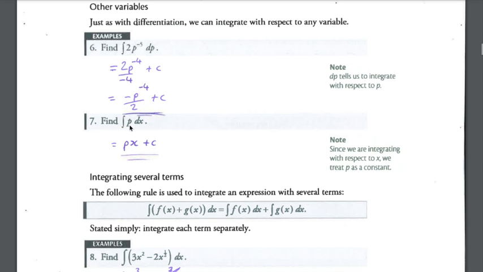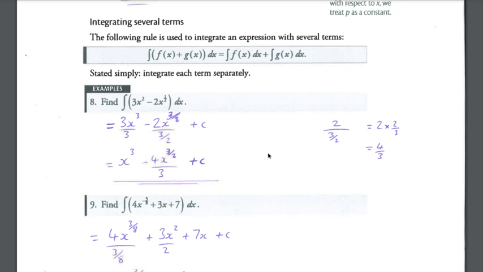Question 7, find the integral of p dx. So here p is just a constant term. It's nothing to do with x whatsoever. So it's just like integrating 5 dx or integrating 7 dx. It will just be whatever this term is followed by an x. Quick check, if I differentiate px, I just get p. If I differentiate the plus c on its own, I get 0. So if I differentiate this, I do get back to p.